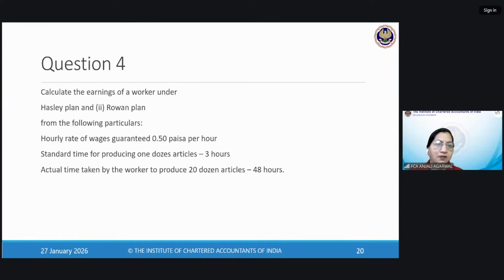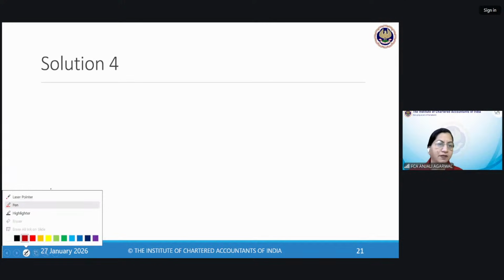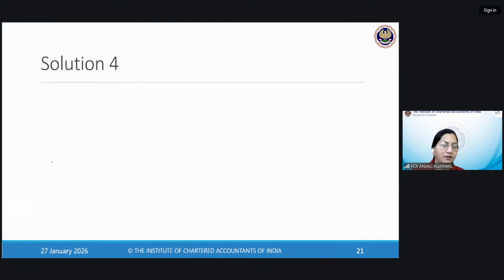Next is your calculation of the earnings of a worker under Halsey and Rowan plan. Now, this is the next important concept, which is very important. This comes under the incentive schemes.